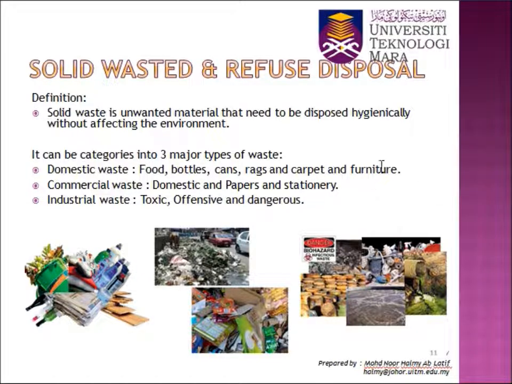So what is the definition of solid waste? Apa tu solid waste? Solid waste is unwanted material that needs to be disposed hygienically without affecting the environment. So it can be categorized into three major types of waste. First, domestic waste. Have you heard about what is domestic waste? Like food, bottles, cans, rags and carpets, and also furniture.